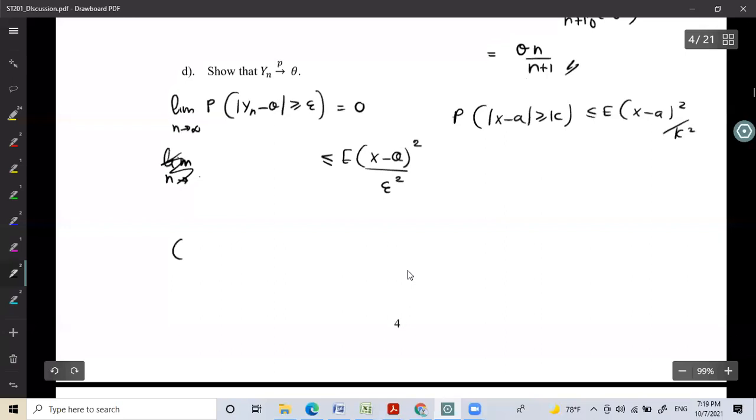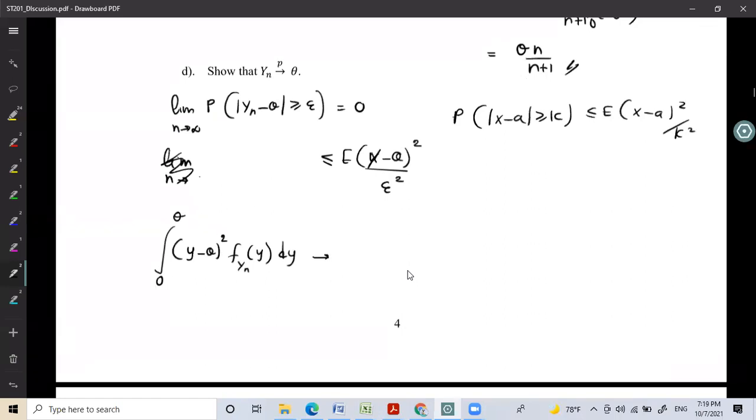In our case, what we have is Y, right? So you can find (Y minus theta) squared multiplied by the PDF of the maximum Yn, integrated from 0 to theta. So I have to do this integration and find the answer, and you'll see that there will be a 1 over n term, and when n goes to infinity, it will go to 0. So you have to find this one, okay?